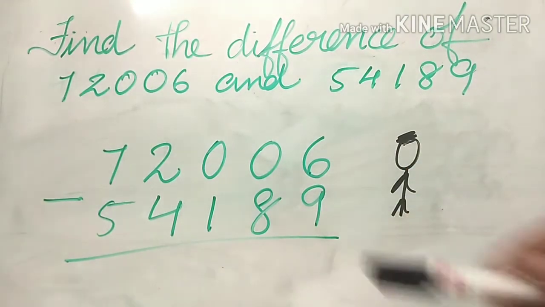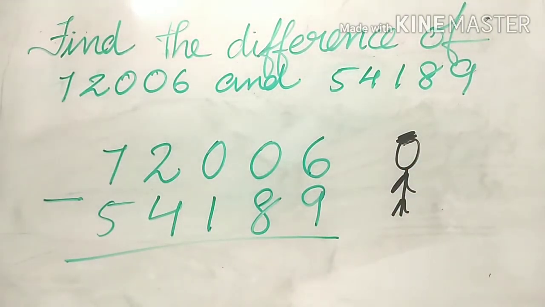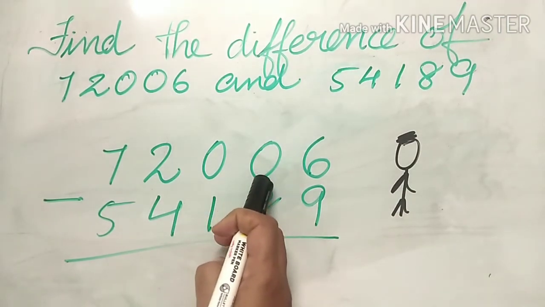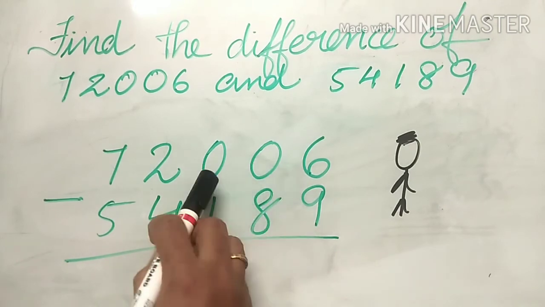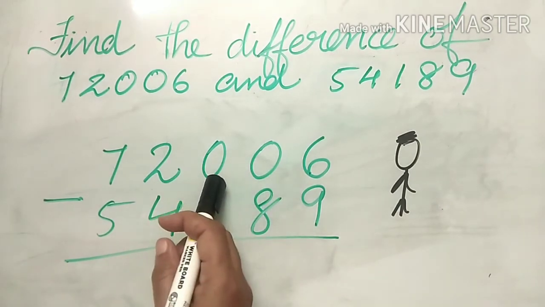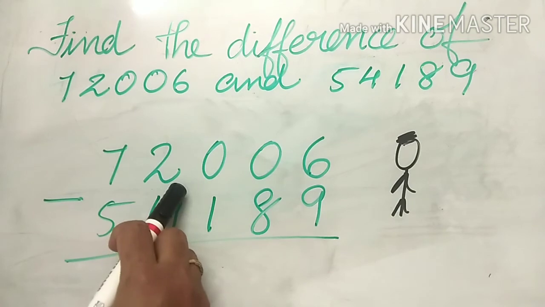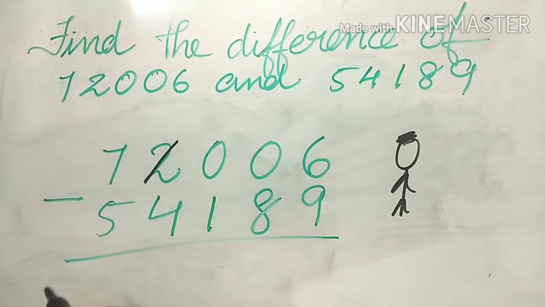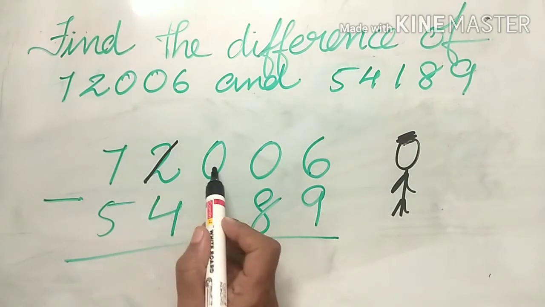6 minus 9. Is it possible to subtract? No. If it is not possible to subtract, what will we do? We will share with the person next to us. But here, this is 0. Is it possible to share? No. Again, we will move to the next person. There is also nothing. Now coming to this person, it is 2. So this 2 will give 1 to this person.